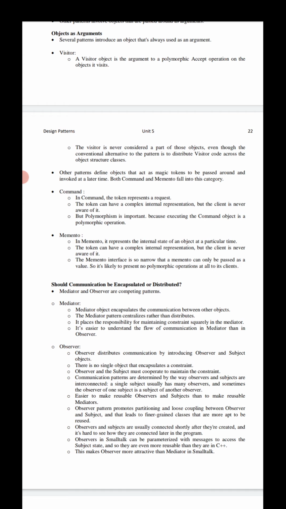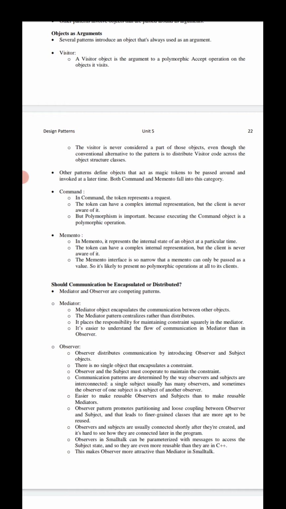The pattern is to distribute the visitor code across the object structure classes. And coming to the other patterns, the remaining patterns define objects that act as magic tokens, to be passed around and invoked at a later time.